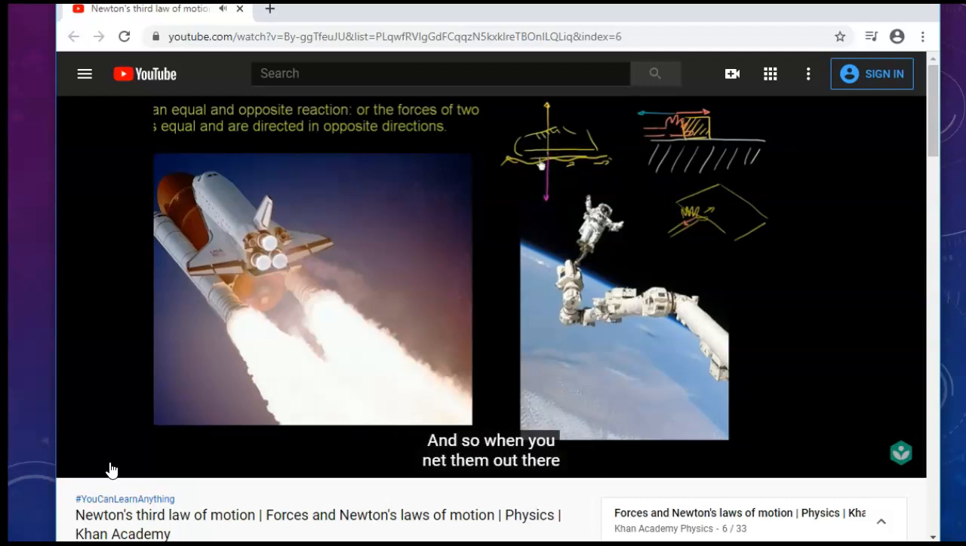And so when you net them out, there's a zero net force on you. And that's why you get to stay there, why you don't start accelerating down towards the center of the Earth.